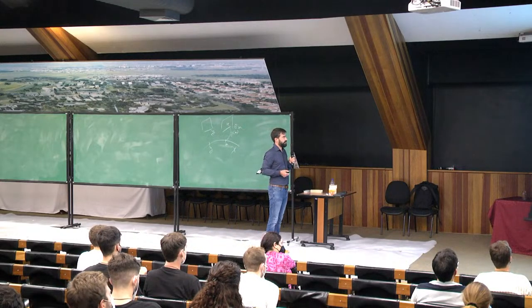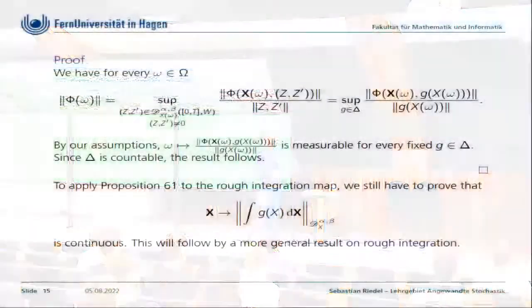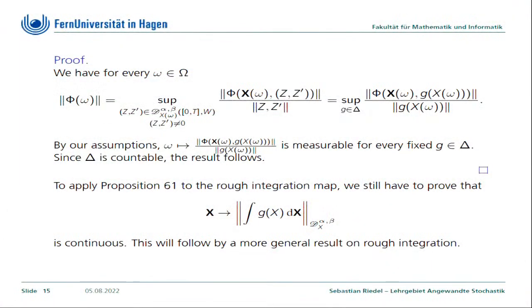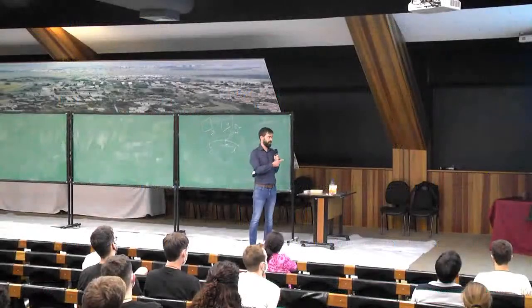The only thing we still have to check, what we don't know yet, if we want to apply that to rough integration, is that this map here is continuous. We don't know that yet. So to apply this proposition to the rough integration map, we will have to prove that as well. So we need some stability of the rough integral, at least for a fixed G. And we will look at exactly this question now, but even more general. But this property then will follow.